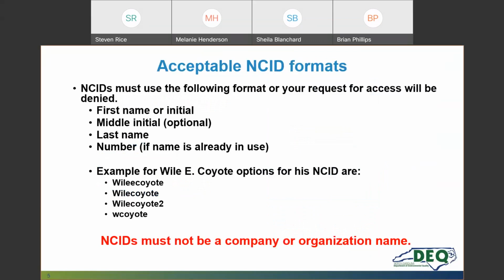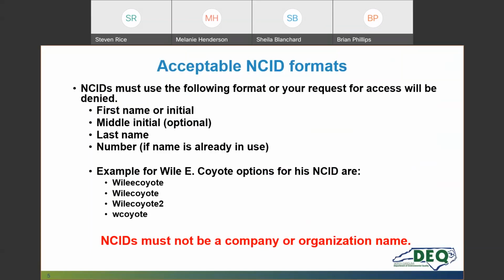This is a reminder that NCIDs must use the following format or your request for access will be denied. The format being your first name or initial, followed by your middle initial, this is optional, then your last name, and a number if that combination is already in use. And this is all going to be one single word. We have some fun examples below for Mr. Wiley E. Coyote. You can see there are 4 potential NCIDs that Wiley could use. Again, Wiley Coyote 2 would be if Wiley Coyote was used. The NCID system will tell you that the name is not available, and you can just put a number at the end in that case.